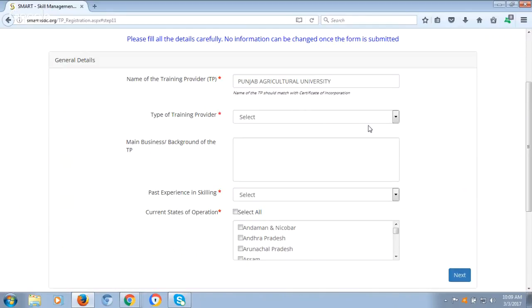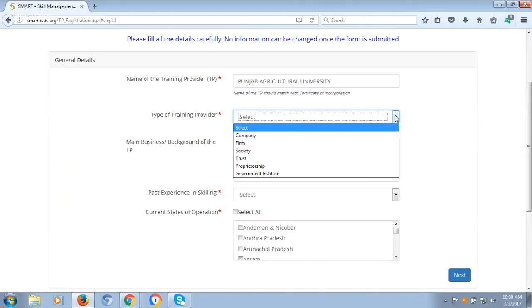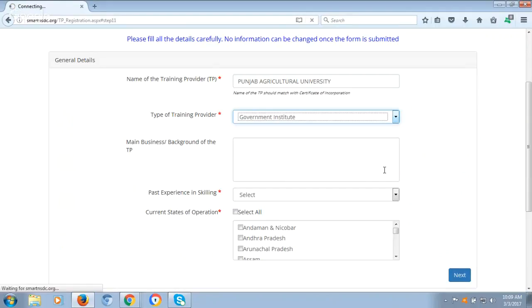For example, type of training provider, what type of organization you have. If you scroll down, it can be a company, a firm, a society, a proprietorship or a government institute. For example, ours is a government institute. I click government institute, so it will come automatically.